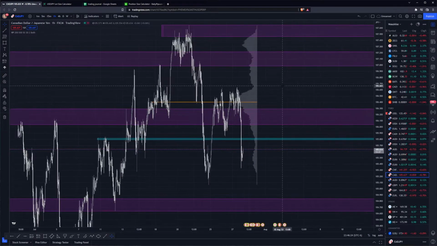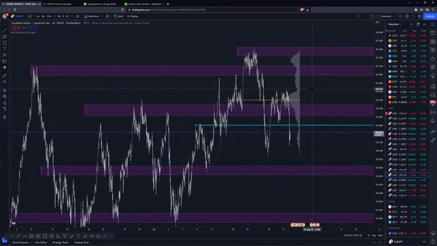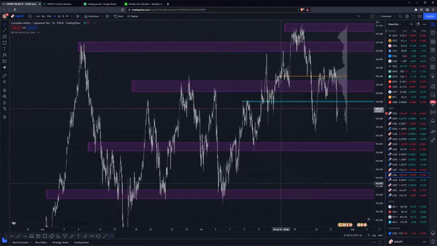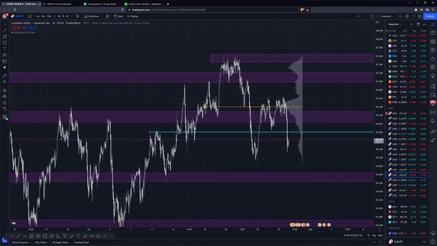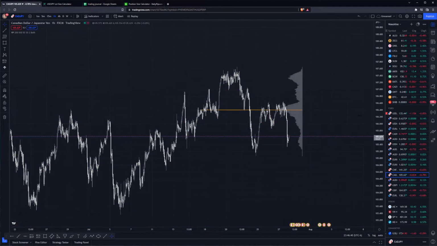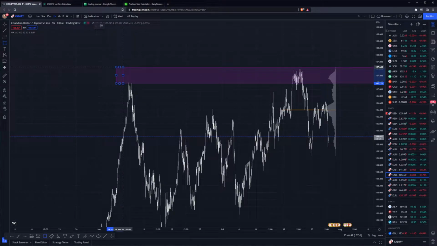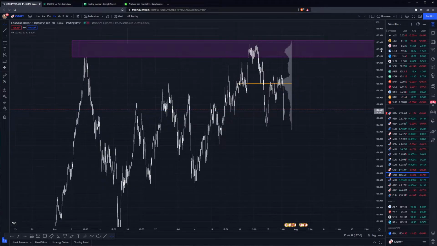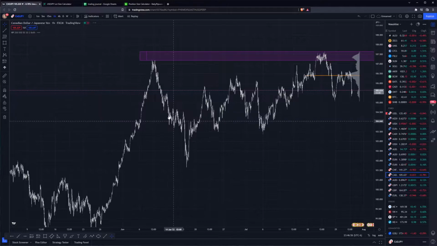So moving on here, got CAD JPY. Sometimes when I have all these old zones and a lot of them just aren't making sense anymore, I'll just straight up wipe my chart and redraw everything. So there's something here for sure. I start with the tops, and then bottoms.